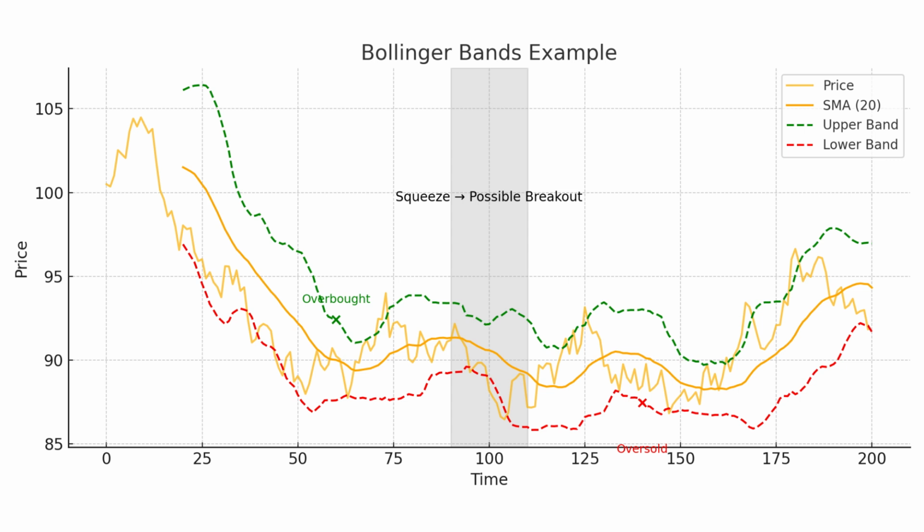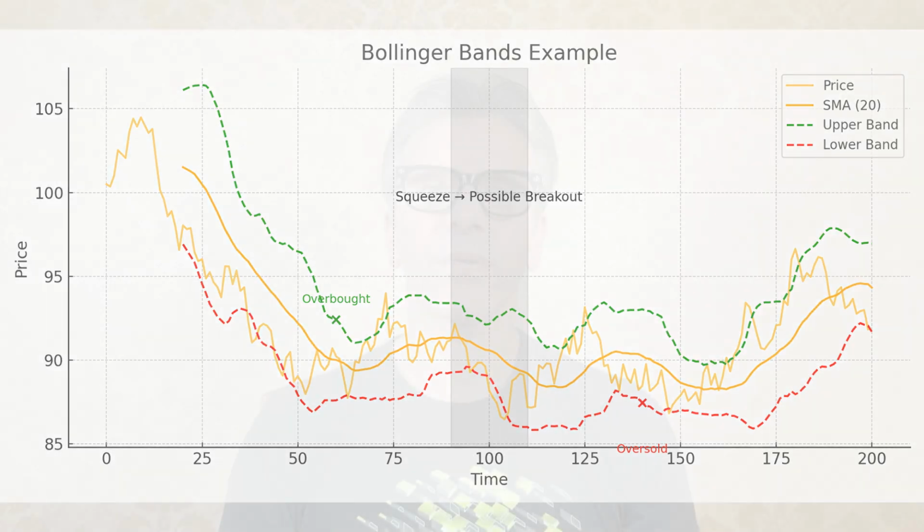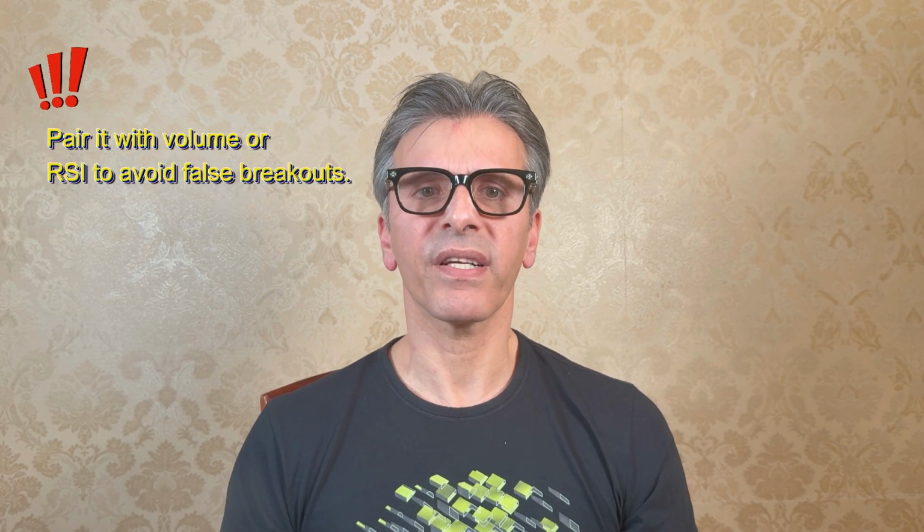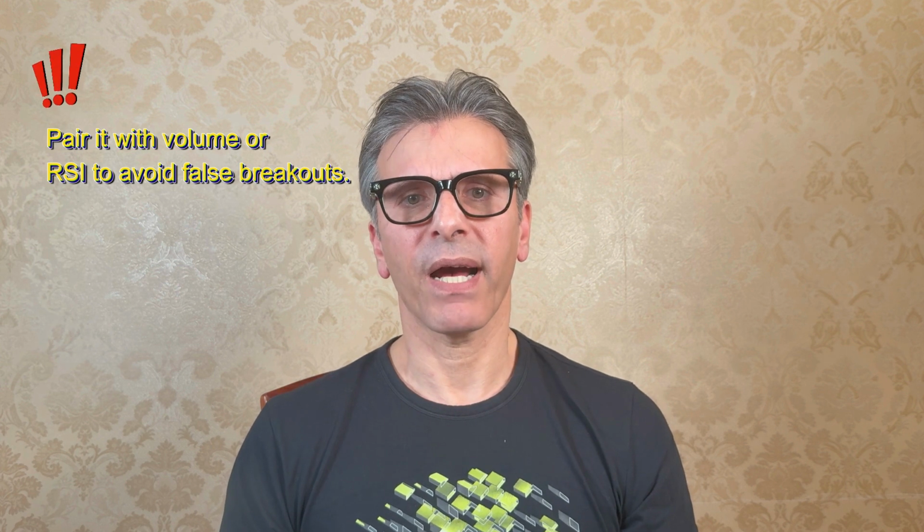How to use it? When price hits the upper band, it may be overbought. When it hits the lower band, it might be oversold. Look for the Bollinger Band squeeze. When the bands tighten up, it often precedes a big breakout. The key point is to pair it with volume or RSI to avoid false breakouts.